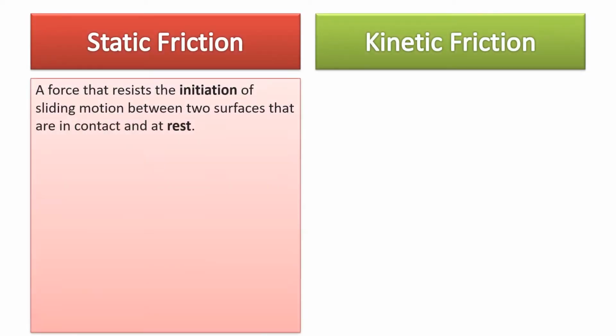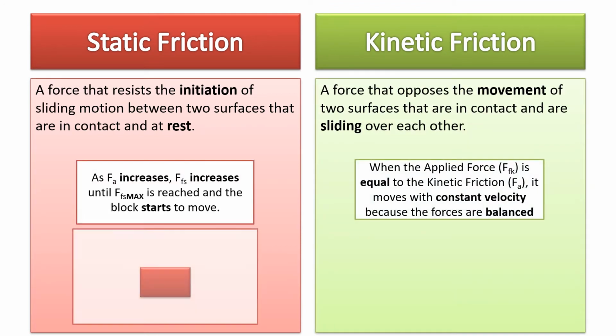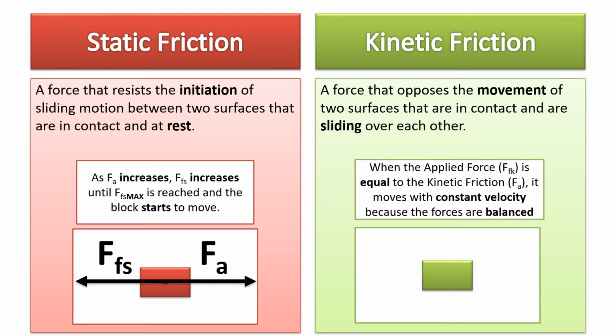So here are the two differences. This is just basically saying what we said before. As you increase the applied force, the static friction rises to meet it, so that it stays in equilibrium and it's at rest. But this can only increase so much before it reaches its maximum static friction. If you increase above that, then it's going to start moving, and kinetic friction comes into play. And we're going to stick with a constant velocity where the applied force is equal to the kinetic friction.